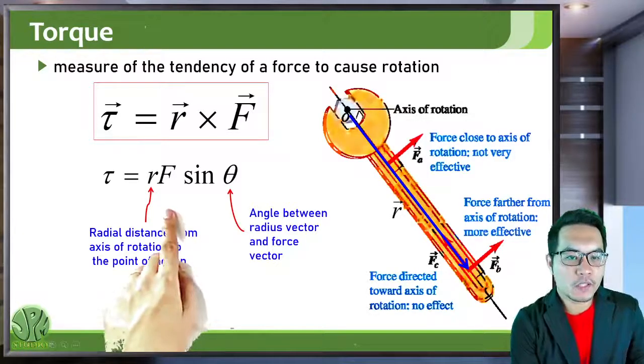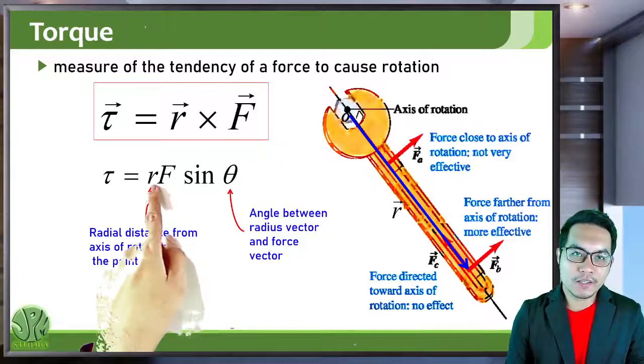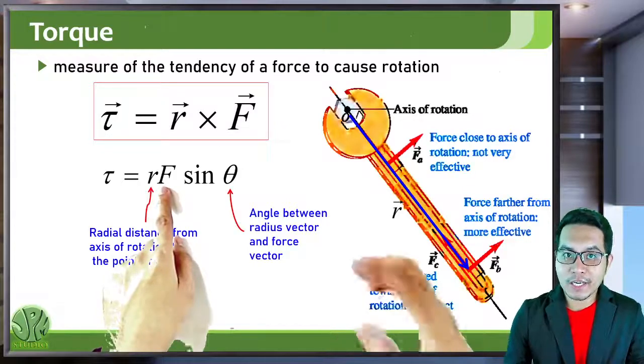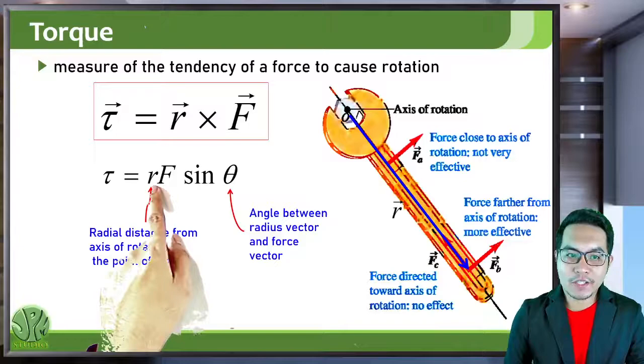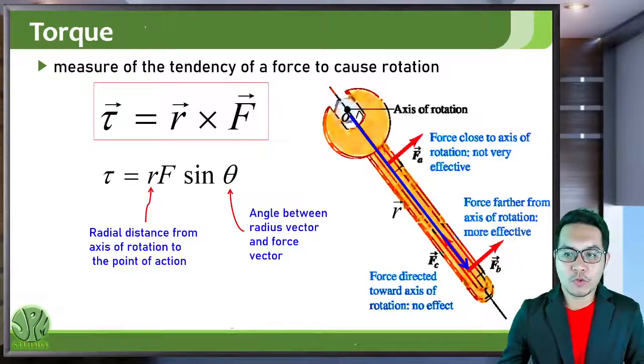You will notice that the tendency to rotate is directly proportional to the radial distance and the force. The greater the force, the greater the torque, the greater the tendency to rotate. The larger the radial distance, the larger the torque, the larger the tendency to rotate.